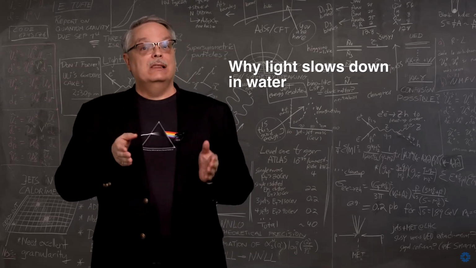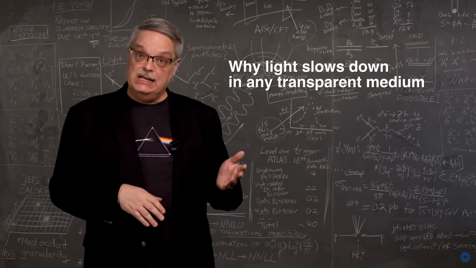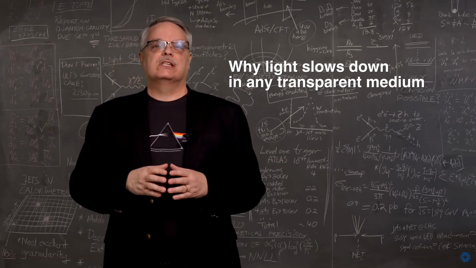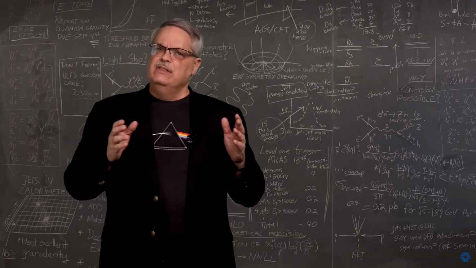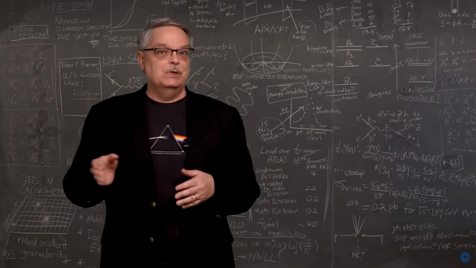Actually, that's just a catchy title. I want to tell you why light slows down in any transparent medium, certainly water, but also glass, plastic, and even air. If you ever took a physics class, you learned about the index of refraction of a material. The index of refraction is just a fancy term for how much light slows down in that material.